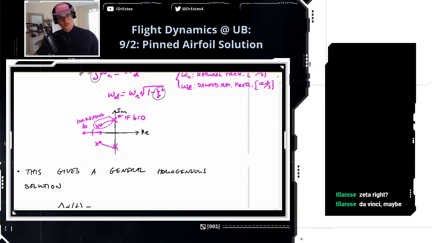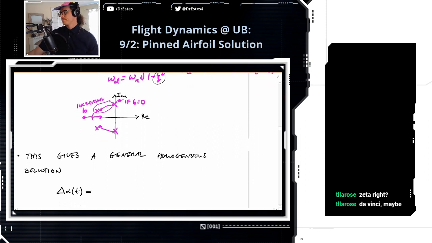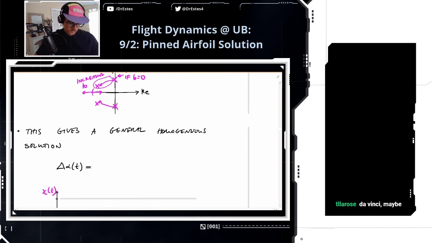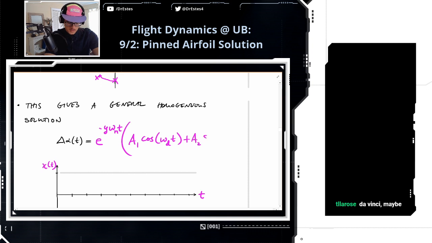Do you remember the general homogeneous solution for an underdamped system? Let's write it here. The difference is you have a decaying exponential out in front. Oh, I need a coefficient here. Cosine of your damped natural frequency, sine of your damped natural frequency.